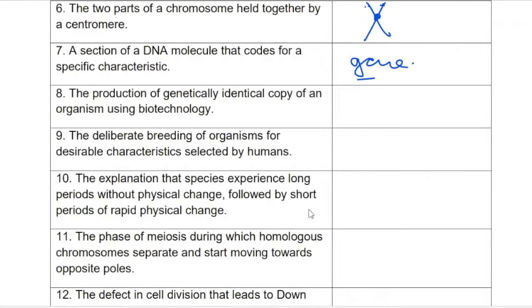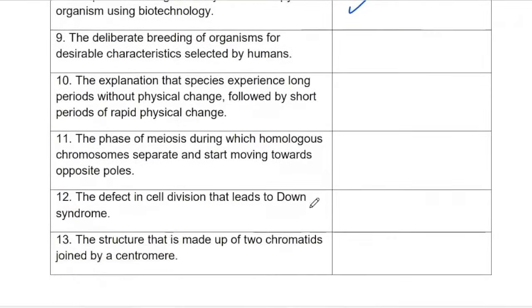The production of a genetically identical copy of an organism using biotechnology, so you produce the same individuals which are identical, we call it cloning. Deliberate breeding of organisms for desirable characteristics selected by humans is artificial selection, because you select with the help of manpower. What you want is what you make the organism continue with. But if it was done naturally, it would have been natural selection.